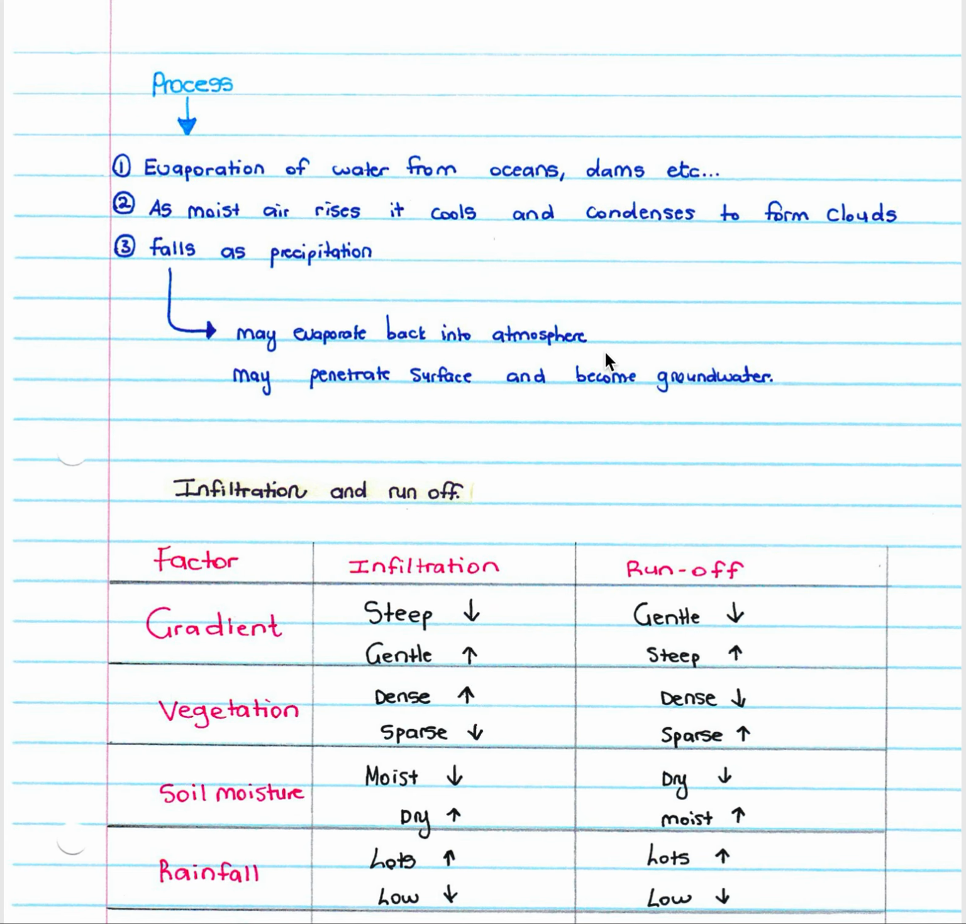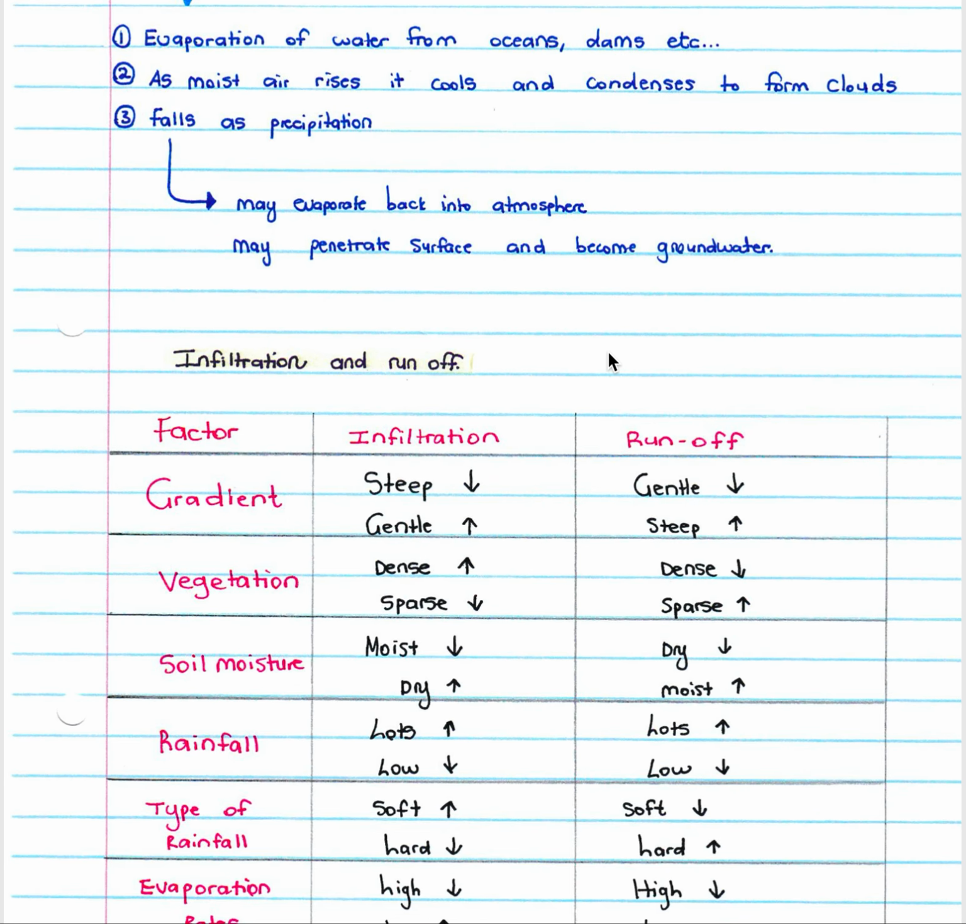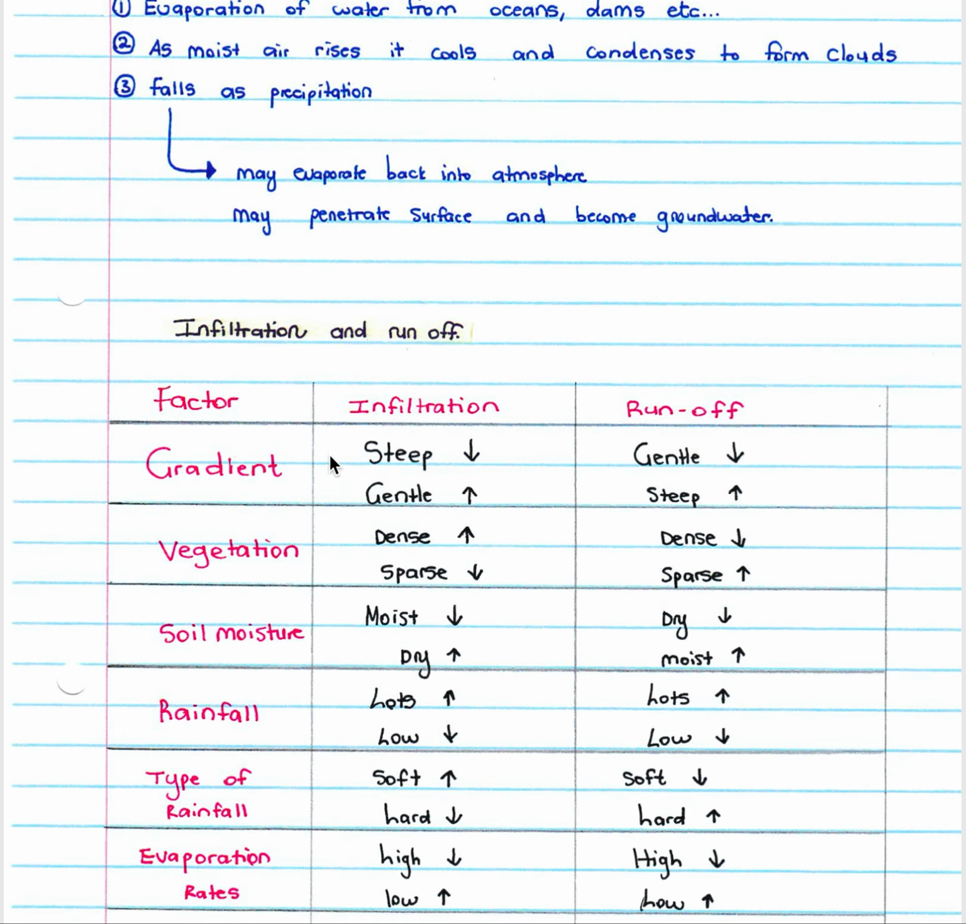Now, when we look at infiltration and runoff, we look at a number of factors that play a part in determining our infiltration and our runoff. If we look at gradient, if we have a steep gradient, our water is going to flow fast and our infiltration will be lower. If we have a gentle gradient, the water flows more slowly and there's more chance for the water to permeate into the ground, and a gentle gradient will increase our infiltration.